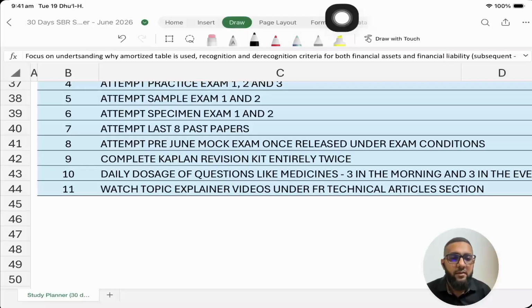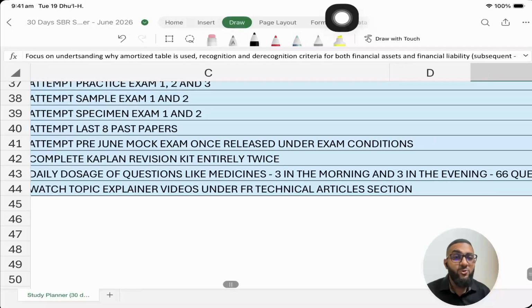How are you going to do that? I've given you a daily dosage. With technical revision days, there are other things that you'll be doing. One, you'll be reading technical articles, and another thing is you'll be attempting the Kaplan revision kit, or if you're using BPP, you can go ahead with that as well. But Kaplan also has all the past exam questions, so you will be doing 3 questions in the morning, 3 in the evening.